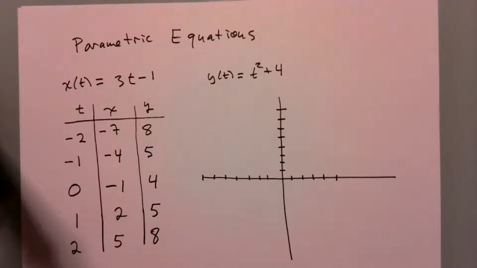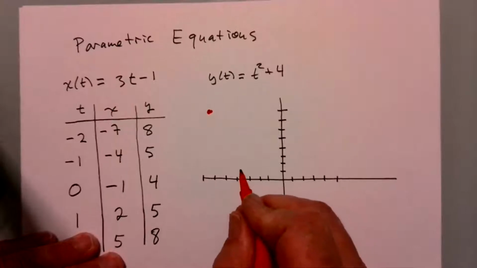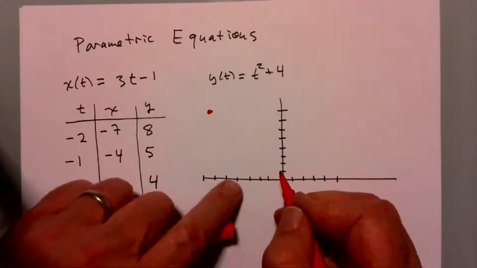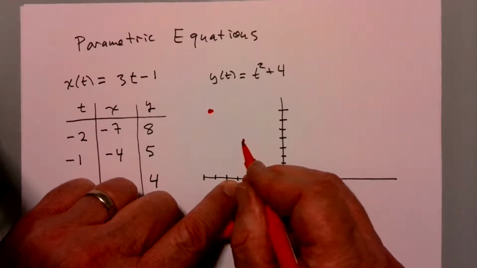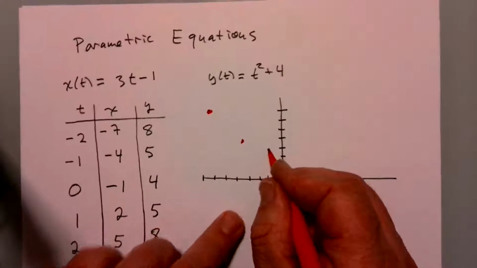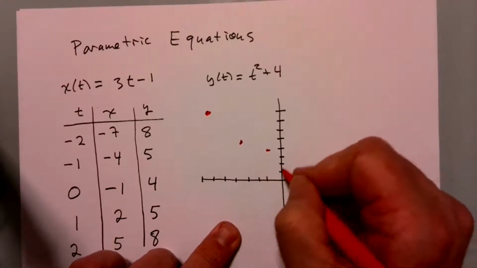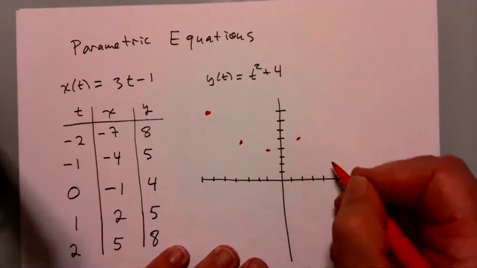So I start at the point -7, 8, which is somewhere around there. Then we go to -4, 5. -4, 1, 2, 3, 4, 1, 2, 3, 4, 5. I don't know, somewhere around there. Then we go to -1, 4. Then we go to 2, 5. Then we go to 5, 8.